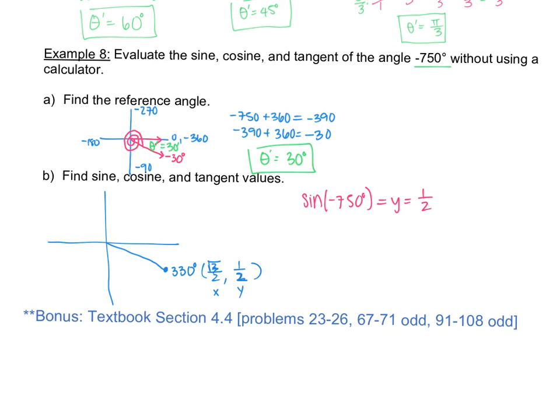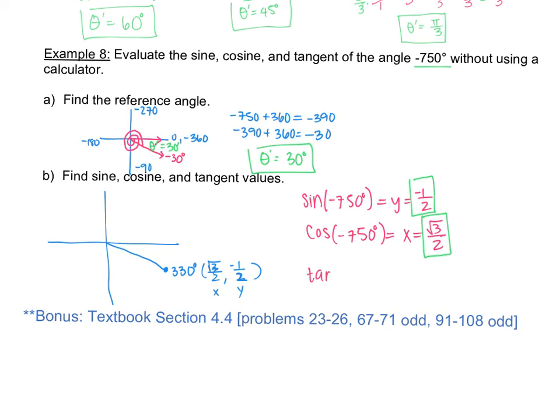Ooh, I think I almost forgot. In the fourth quadrant, the y value is a negative 1/2. My bad. Cosine of negative 750 degrees is equivalent to the x value, which is root 3 over 2. So I have my y, I have my x for my cosine, I need my tangent.